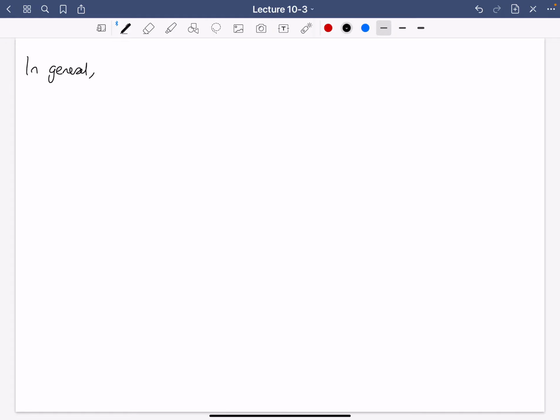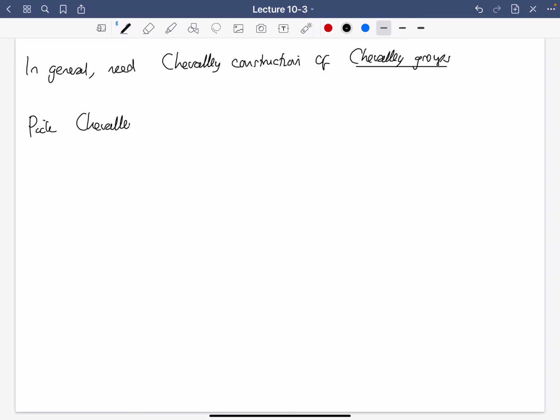So for general fields, what you need are things called Chevalley groups. You need the Chevalley construction of Chevalley groups. So I'm just going to kind of end with this. So what you have to do, you have to pick what's called a Chevalley basis for that complex semisimple Lie algebra g. So this is e_alpha indexed by roots together with h_1 up to h_l. That's a basis for that Lie algebra.